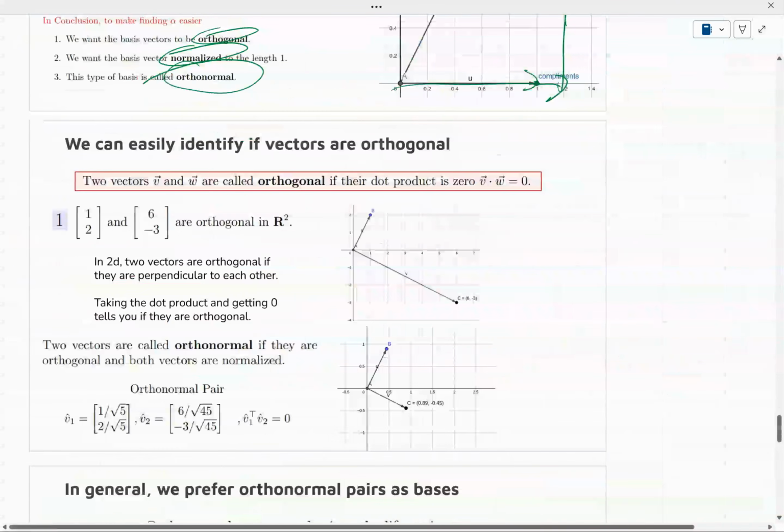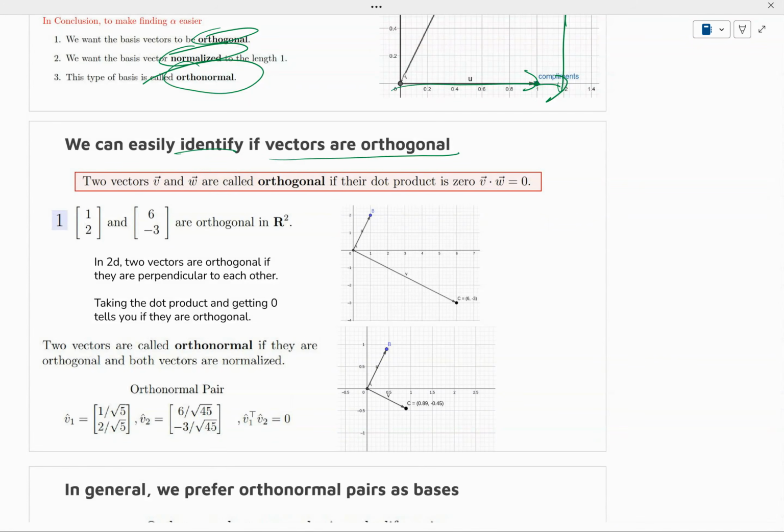Now, we can easily identify if vectors are orthogonal. If you have two vectors, how do you know if they're orthogonal to each other, like perpendicular? In 2D, you can draw them, but in very high dimensions, it's not as obvious. So, what is the equation? Two vectors are orthogonal to each other when, if you take the dot product between them, you get a 0.